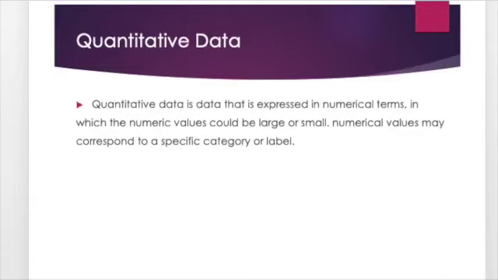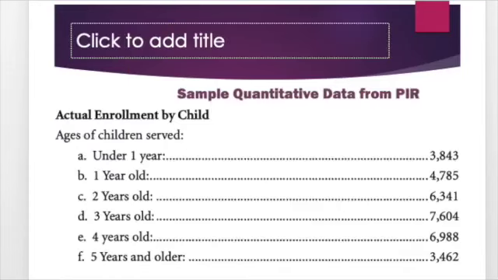Another category of data is quantitative data. Quantitative data is data that is expressed in numerical terms, in which the numeric values could be large or small. Numerical values may correspond to a specific category or label. An example sample of quantitative data, again related to the Head Start program, is from the PIR, the program information report, I think.